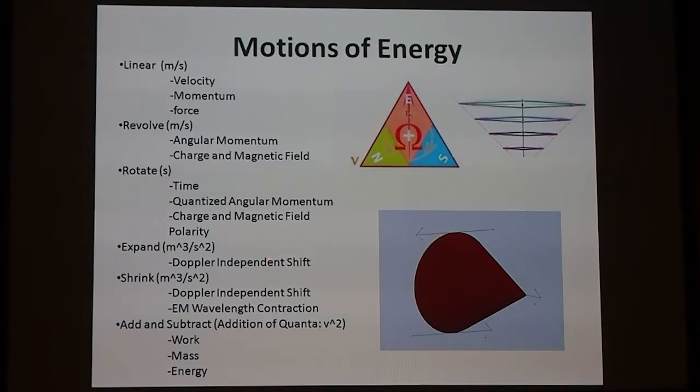We can expand these geometries as they move through space in order to describe Doppler independent redshift, which we saw yesterday. We can shrink them to once again describe Doppler independent blue shift, which is going to become important at the end of this lecture when we talk about entanglement, and electromagnetic wavelength contraction. We can also add and subtract these discrete geometries into a larger one in order to describe work, mass, and energy.